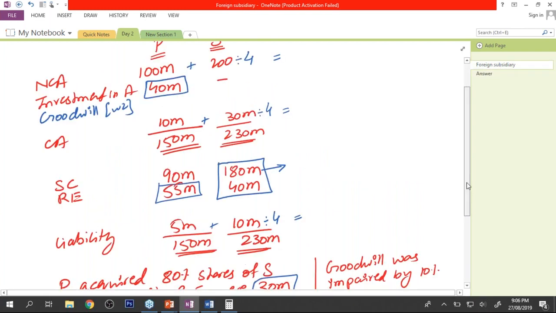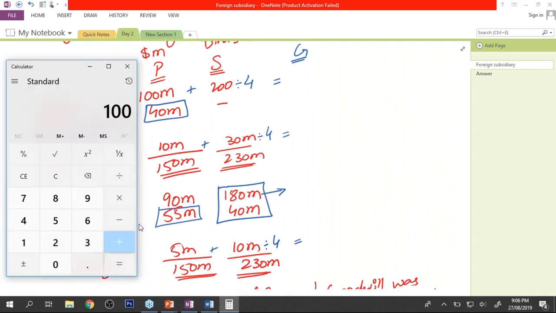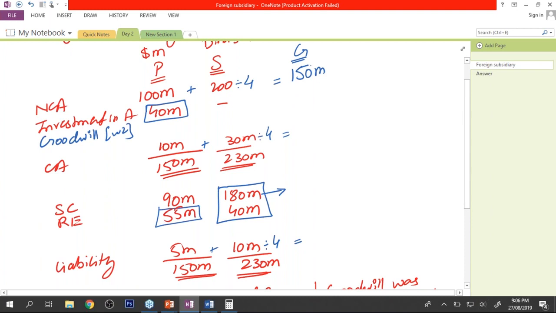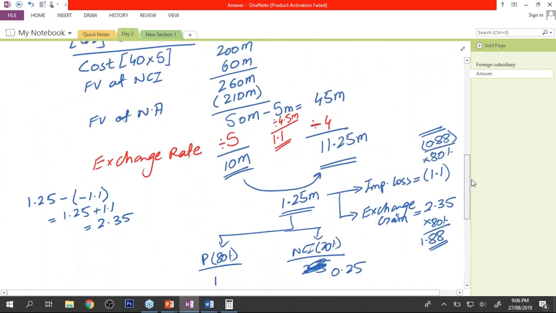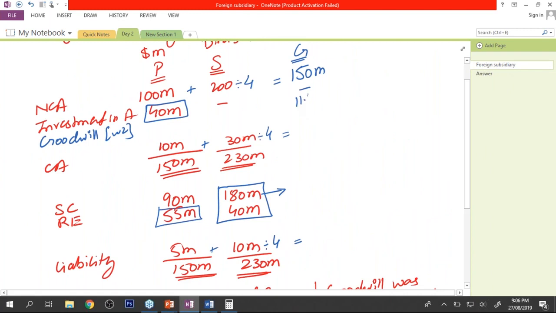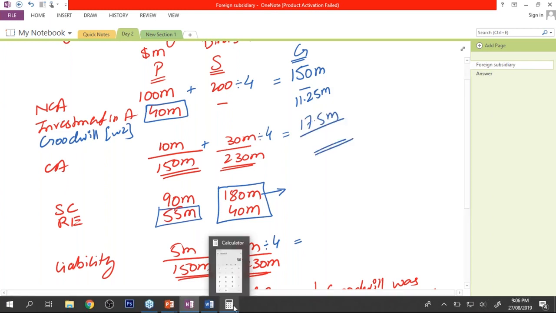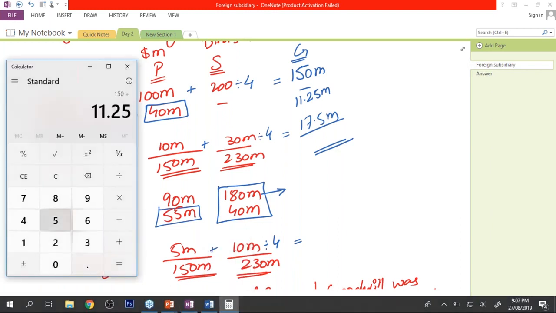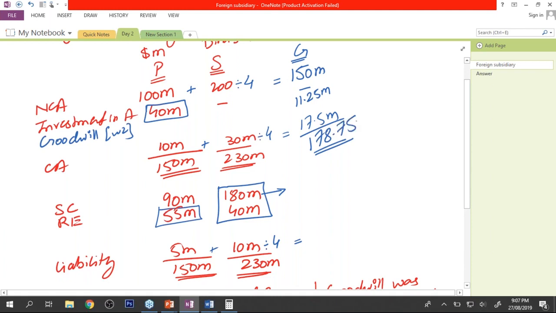So if we go back to the actual question, now we can put in the values, which is 100 plus 200 divided by 4, which is going to be 150. For the non-current assets, there's no investment in the consolidated financials. And the goodwill was how much? The goodwill was 11.25. We are going to take the value at the year end, 11.25. And the current assets are going to be 17.5. So if we calculate the sum, it is going to be 150 plus 11.25 plus 17.5, so this is going to be 178.75.